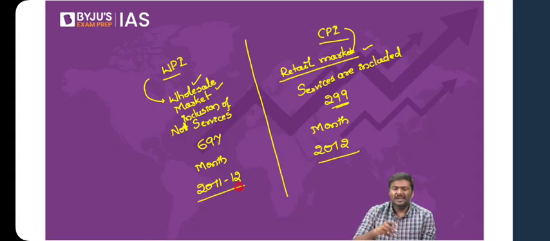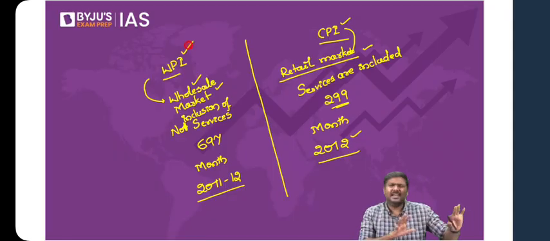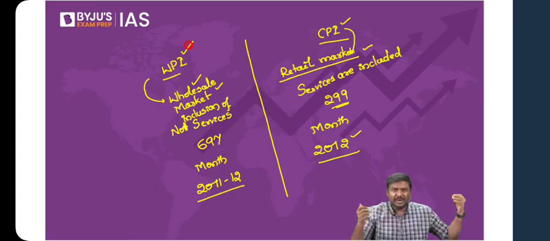Apart from that, CPI is published by MOSPI, the Ministry of Statistics and Programme Implementation, whereas WPI is published by the Economic Advisor of the Ministry of Commerce. So these are certain very important differences. But the basic idea is simple here. In WPI, we are measuring the movement in prices in the wholesale market, where we don't purchase. Companies, large buyers and traders are purchasing.